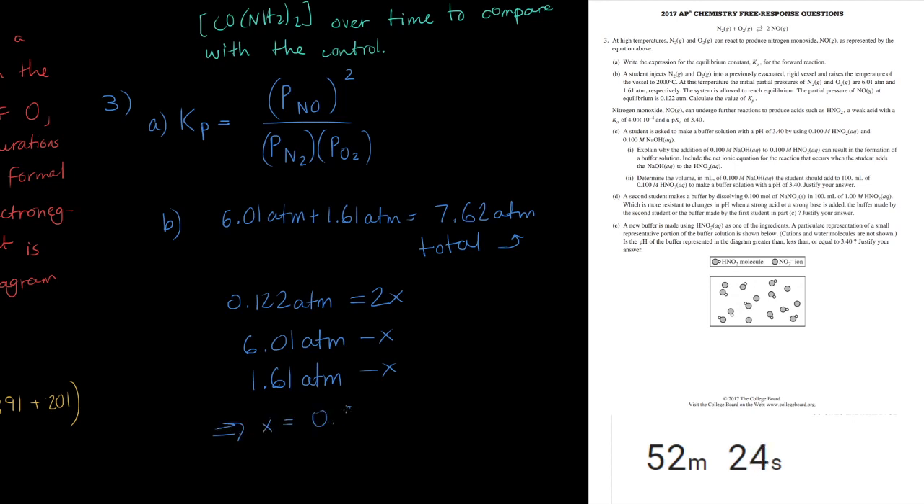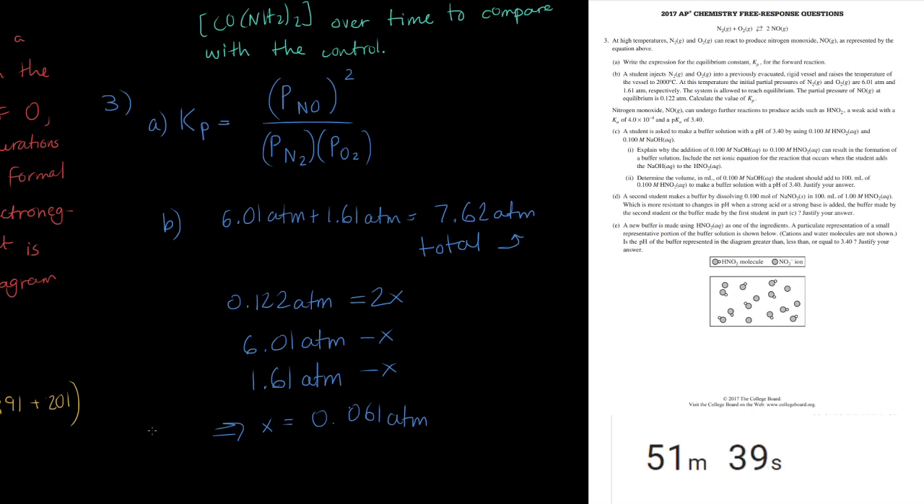That was a bad idea to do math on camera. I think that's correct, right? 0.122 over 2. I just need an extra 0 in there. So that means that going back to our original Kp expression, the NO we know is 0.122. So 0.122 squared divided by the partial pressure of the nitrogen, which is 6.01 minus 0.061, times the partial pressure of the oxygen, which is 1.61 minus the same 0.061. Bam.